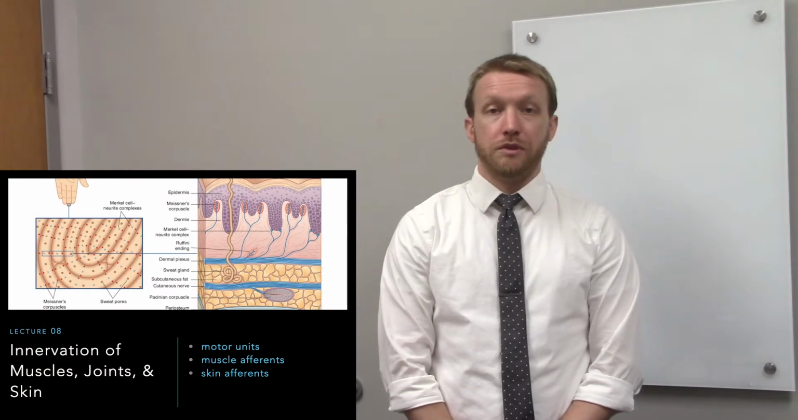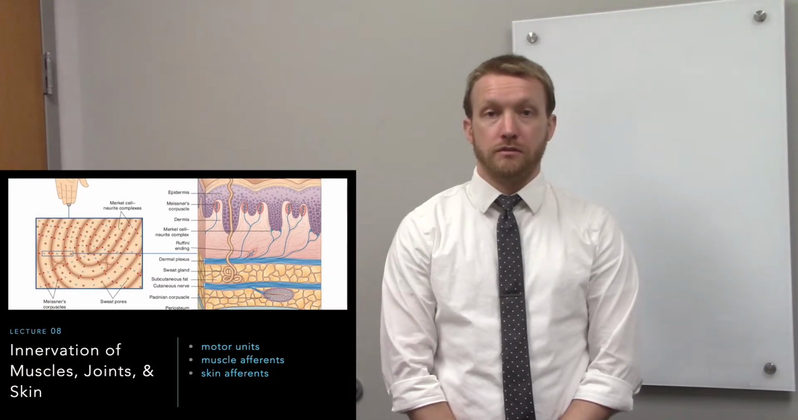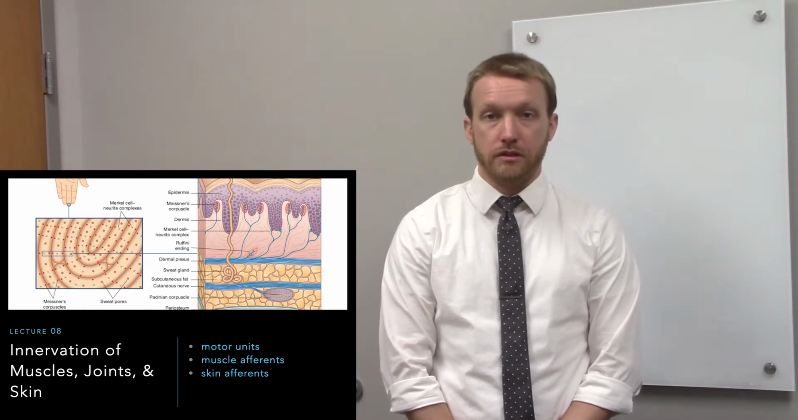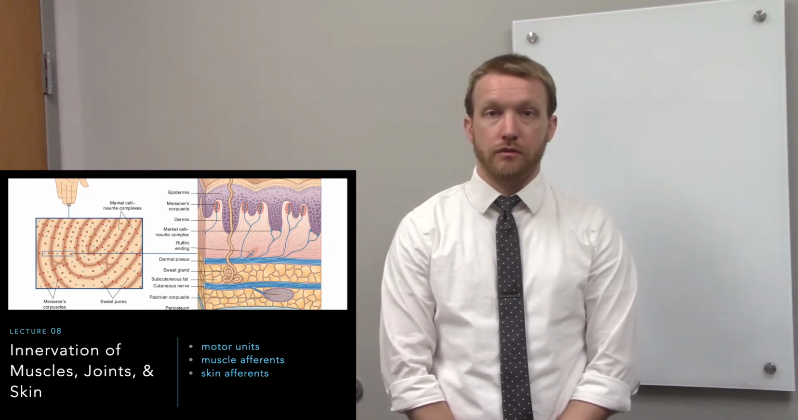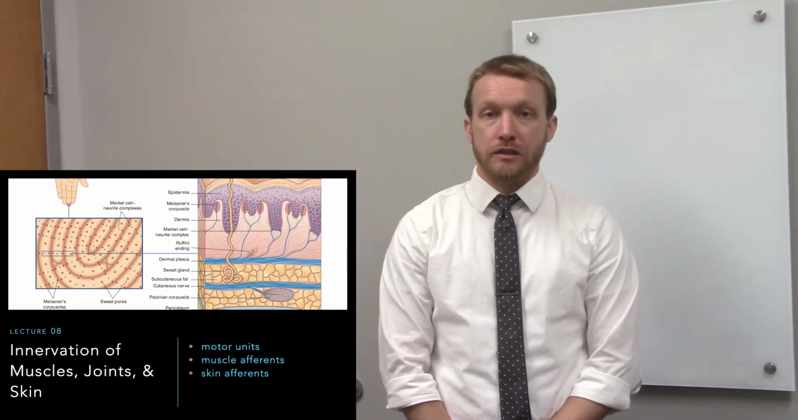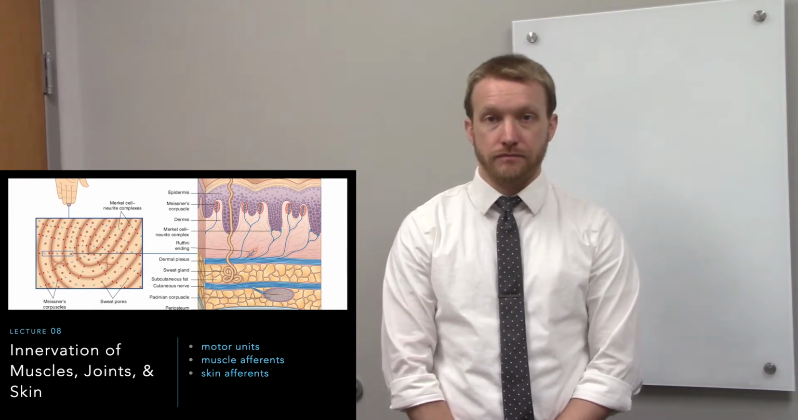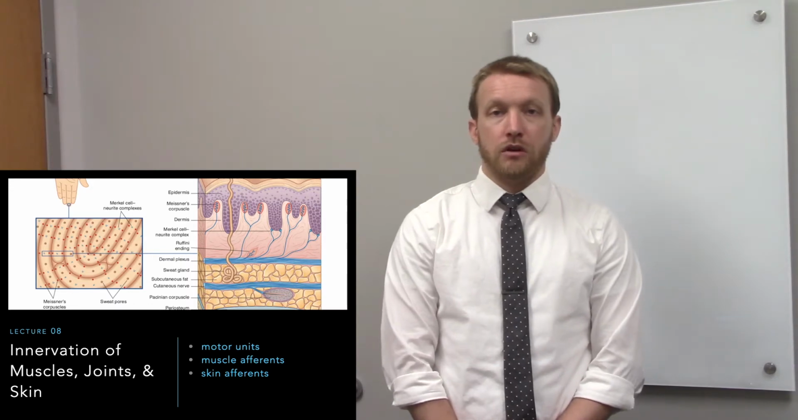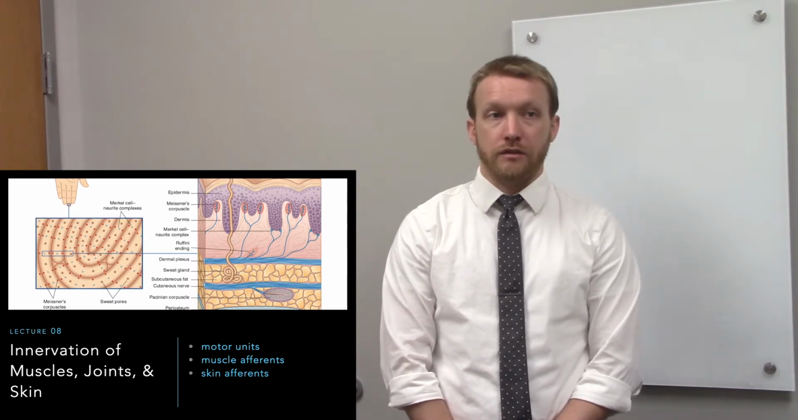In this video, we go over the innervation of our muscles, joints, and skin. We'll start off with the motor components, so innervation of the muscle. We'll then move into the sensory components that innervate the muscle. And finally, we'll talk about the afferents that innervate the skin.